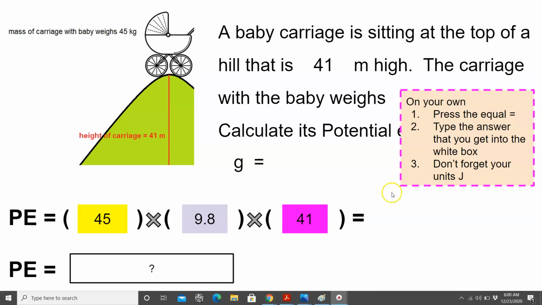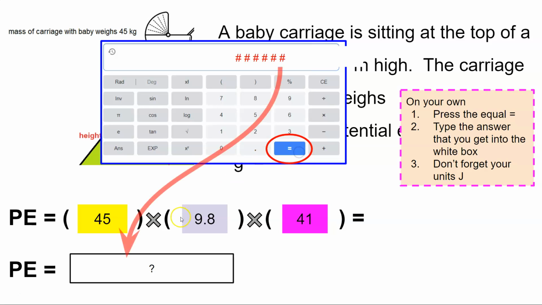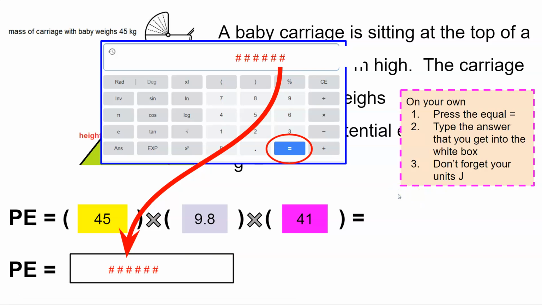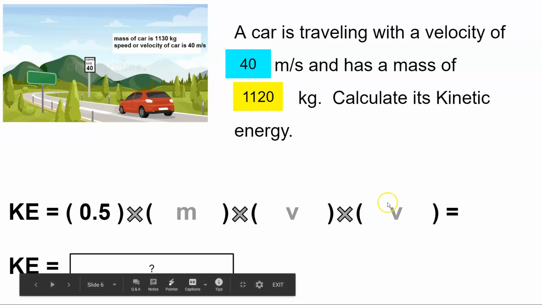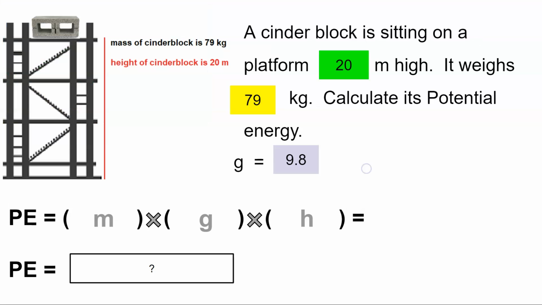So remember, once again, on your own, you're going to press that equal sign to get your answer. Then you're going to type your answer into the white box. And don't forget your units, J. You're going to do that for the last 3 problems as well. So you're going to plug in your numbers into the equation, solve by calculating, and then write your answers in for the different types of energy, whether kinetic or potential.